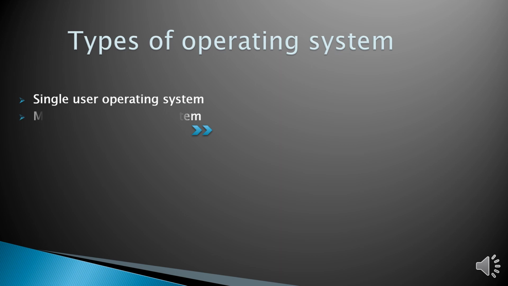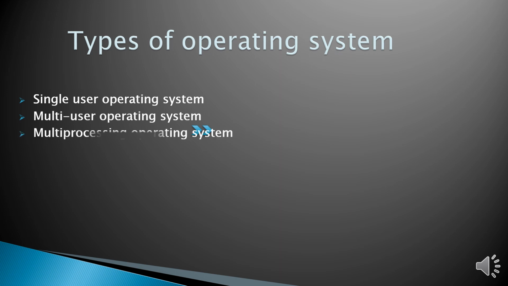Second is multi-user operating system. What is multi-user operating system? It allows the same data and application to be used by multiple users at the same time. Users can also communicate with each other in this kind of operating system. Linux and Unix are examples of this kind of operating system.